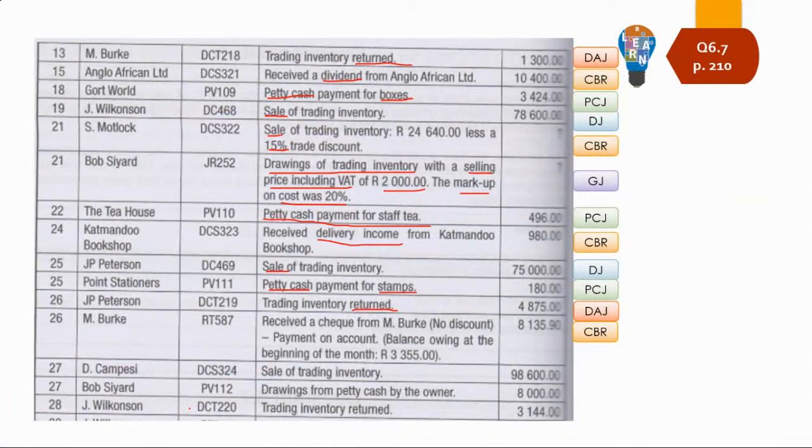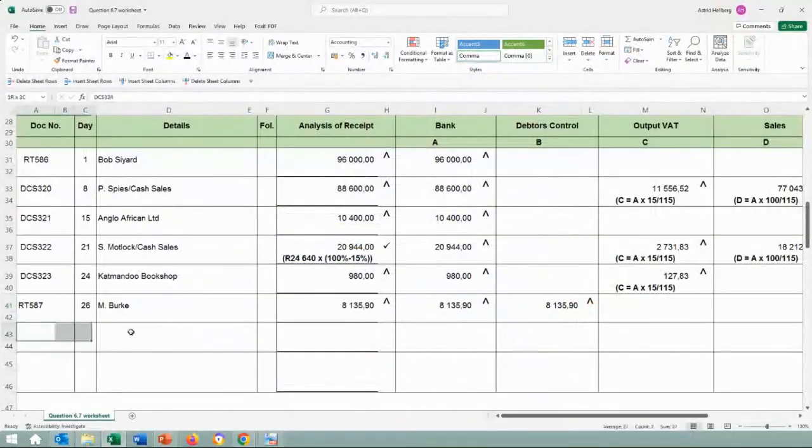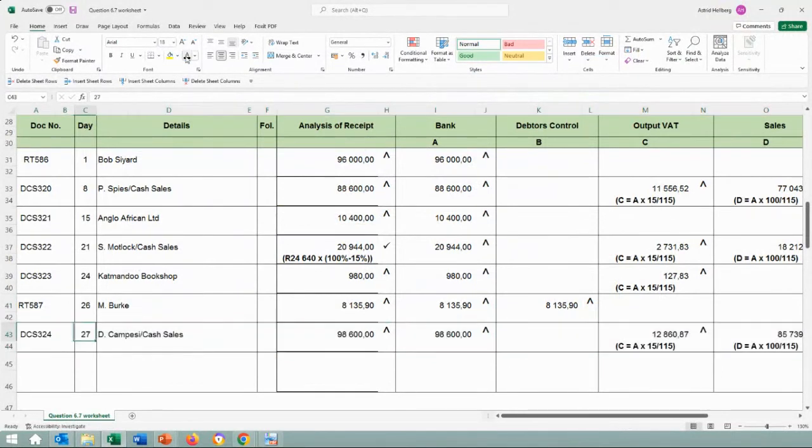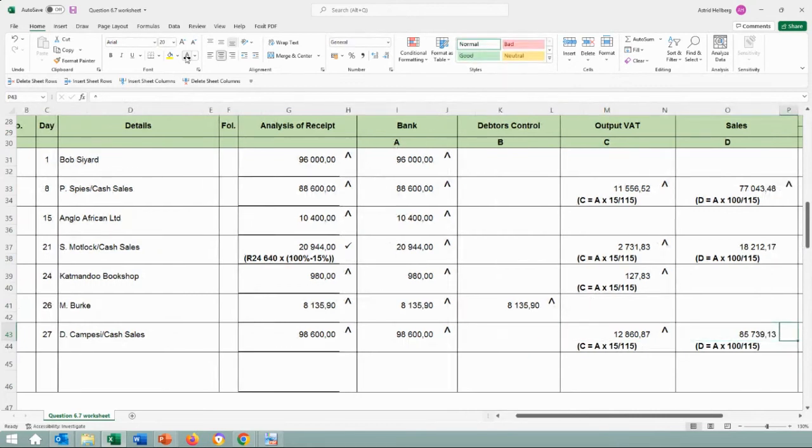Then on the 27th, we've got D. Campisi, sale of trading inventory for 98,000. Now we know that's a cash sale, so we're also going to include it in our cash book receipts. So let's quickly go back to the cash book receipts. So we've got the 98,000. You can either write DCAMPC or you can write cash sales. Either will be marked correctly. And then 98,600 under the bank. And then we do the calculation for output VAT and sales, similar to what we've done previously.